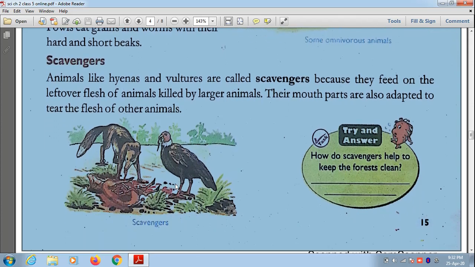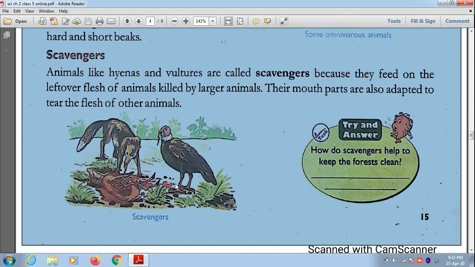Now coming to scavengers. The picture looks quite dirty here, but scavengers play a very important role in an environment, children. They help to keep our environment clean because animals like hyenas and vultures feed on the leftover flesh of the animals which are killed by the larger animals. Just imagine if they don't clean up this mess, if they don't eat this flesh, then a lot of diseases and a lot of bad foul smell will spread in the environment.